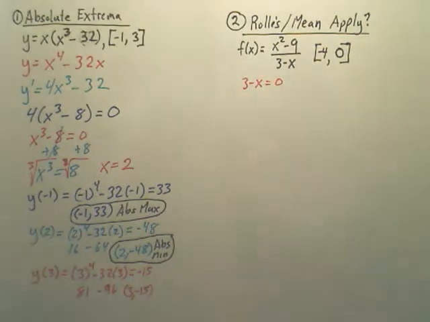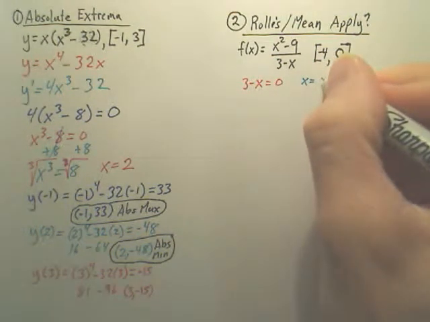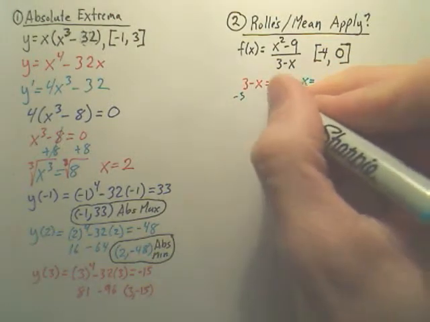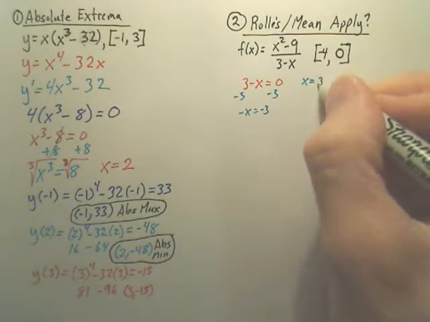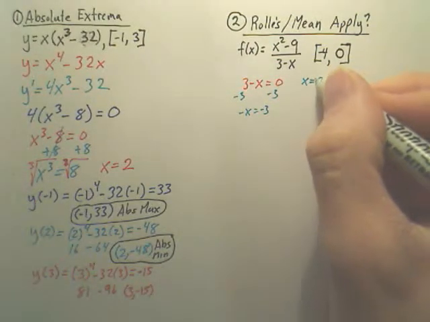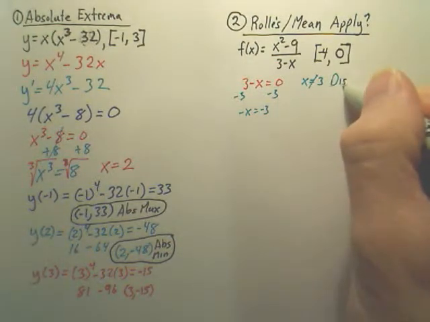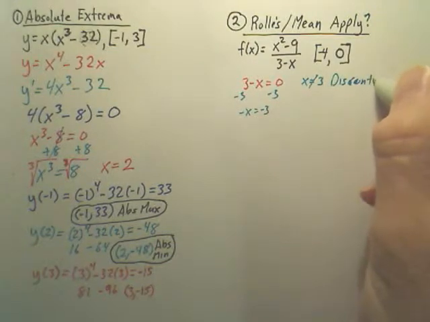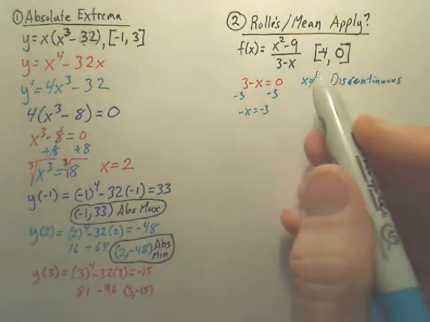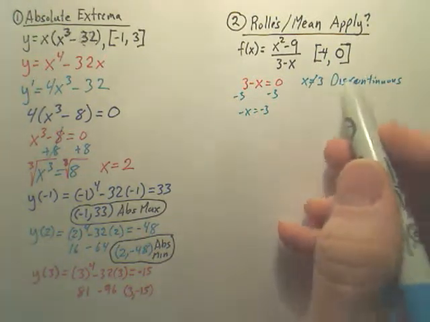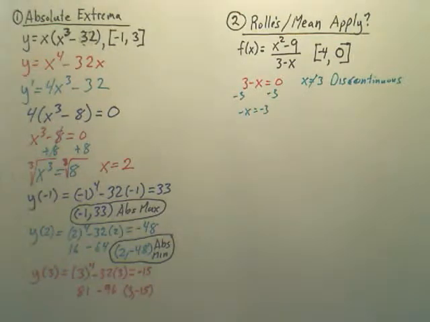When you solve that, you get negative x equals negative 3, so x equals 3. Basically that means x cannot equal 3, correct? That is where it's discontinuous. So it's discontinuous at 3. But is 3 in the interval? No. So we don't need to worry, the only discontinuity is there.